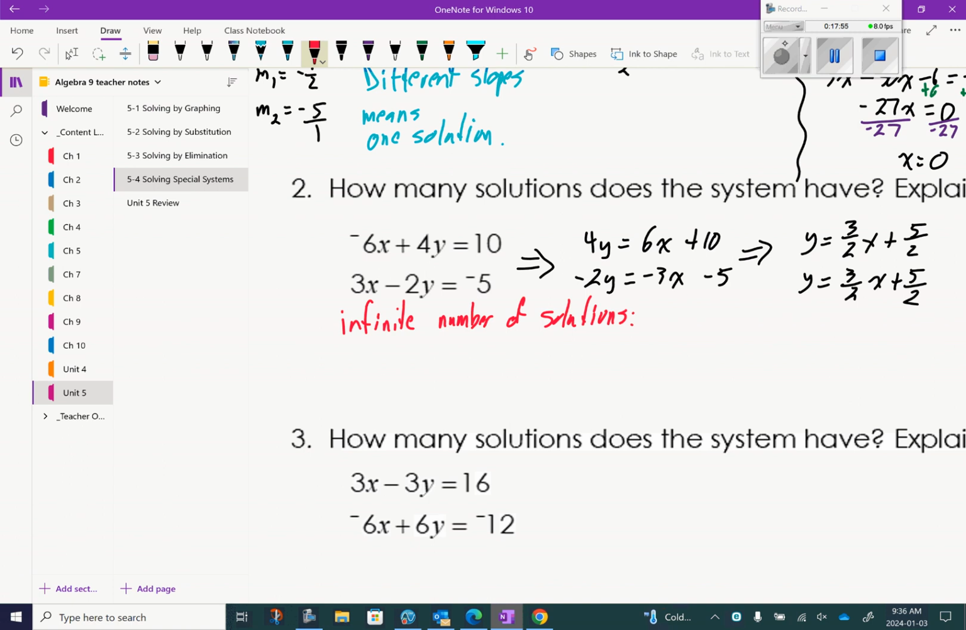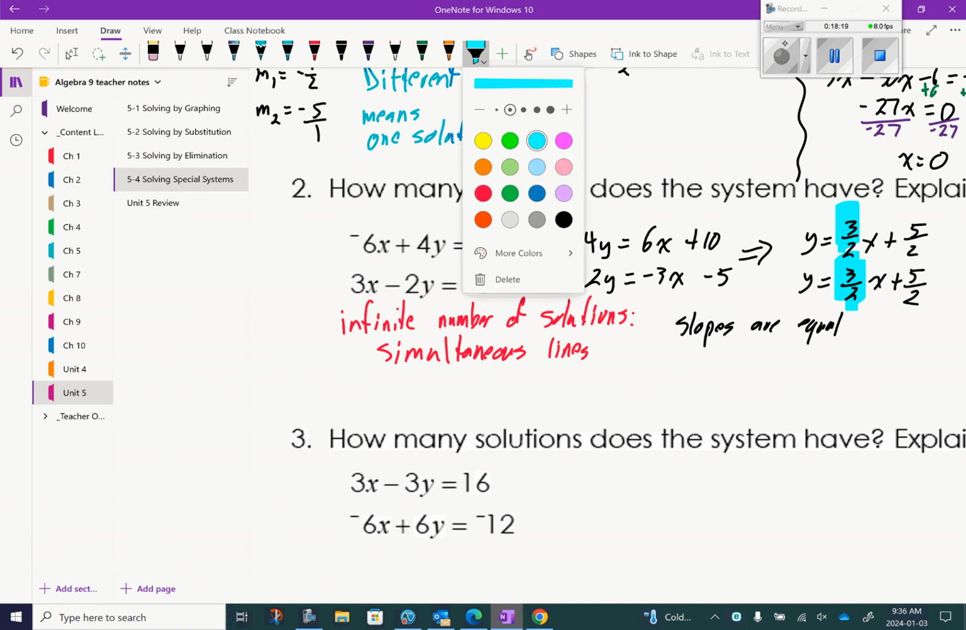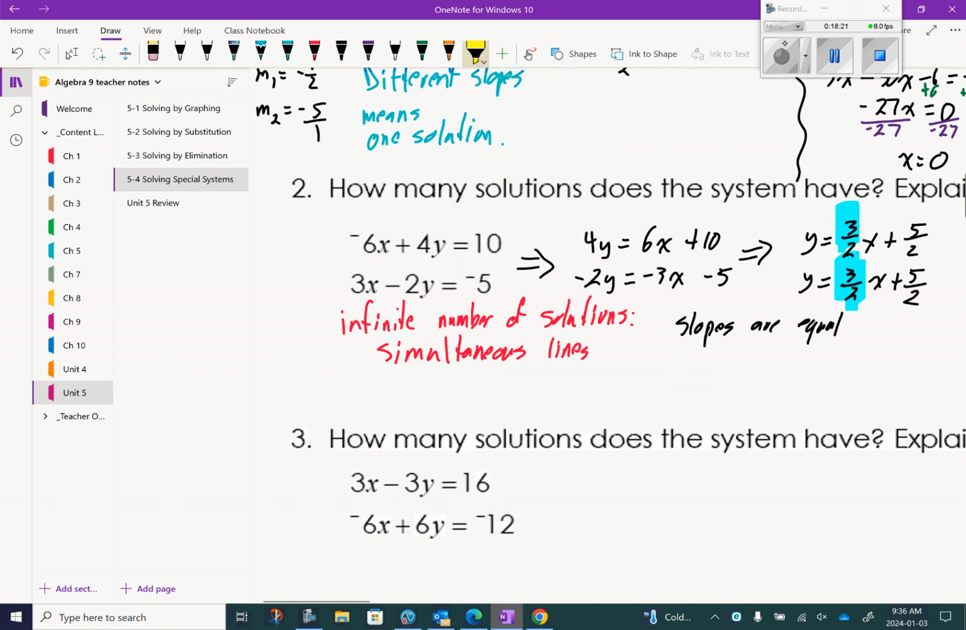Those are simultaneous lines. Again, we can see here and here, slopes are equal. We can see here and here, they have the same y-intercept.